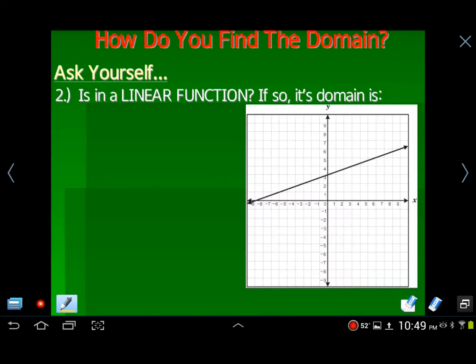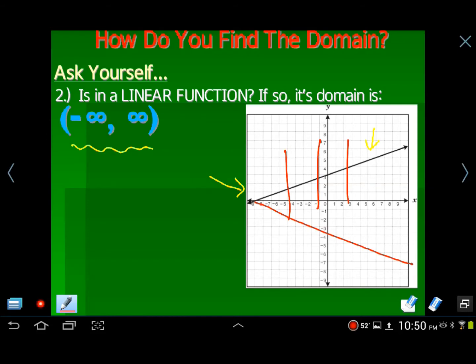Another question you want to ask yourself is, is it a linear function? If so, its domain is all reals again. This is just one of many examples of a linear function. This definitely passes the vertical line test. A vertical line, however, would not be a linear function because it does not pass the vertical line test. But any kind of line, horizontal, diagonal, steep slope, not so steep slope, that will be a linear function.